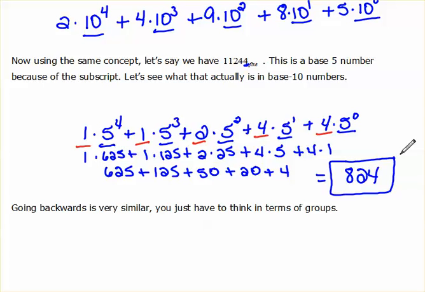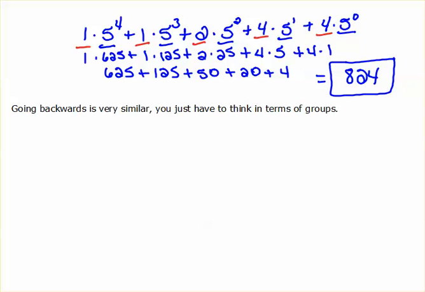Very cool, huh? And if you go backwards and you want to convert a base 10 number into, let's say, a base 5 number, then you would just have to go backwards and kind of think in terms of groups. So this can get a little bit tricky, so you may have to really think about this as we go through it.